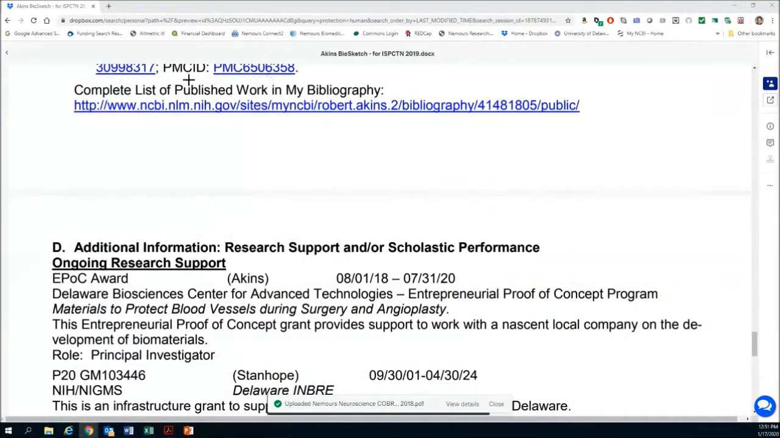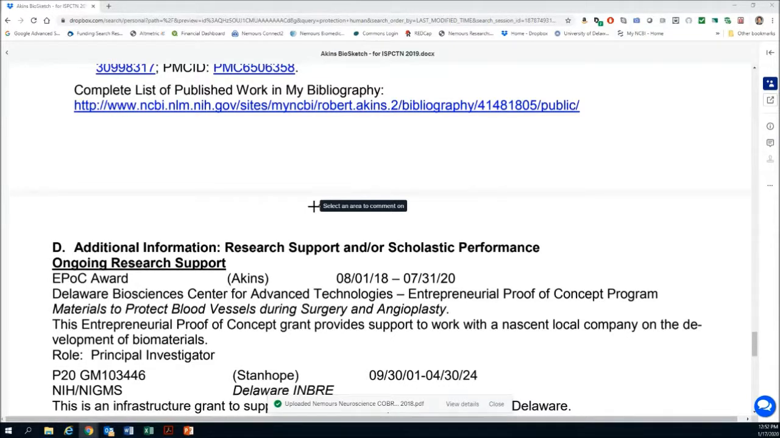You are also supposed to put the PMCID. If people don't know what that is, let me know. And then you have to put a link to your public bibliography at MyNCBI. I'm not going to try this, but if you don't have a MyNCBI profile, and you don't know what an ORCID is, let me know. If a lot of people want to know now, we can just go to that site and pull that stuff up. But you're required to put this link in now on your BioSketch.